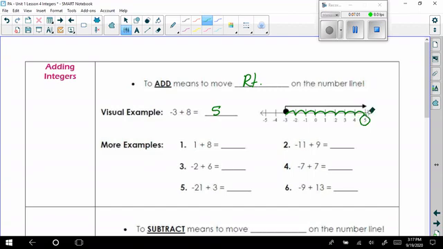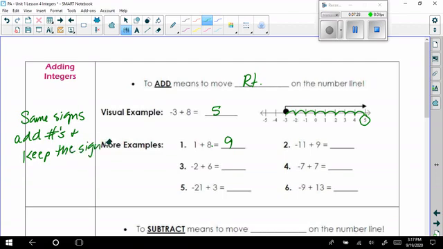Now we're not changing the rules of math, so if I have a 1 plus 8, they're all positives. Just add them and they stay positive. Nothing else changes. Little rule off to the side, same signs, and this is with adding or subtracting, either one. Add the numbers and keep the sign. So they're both positive. We added them, we kept the sign.